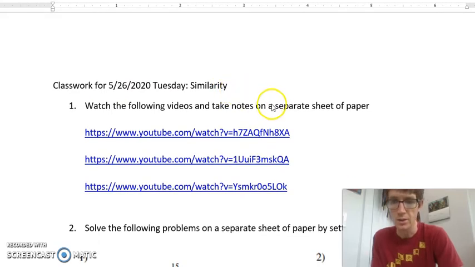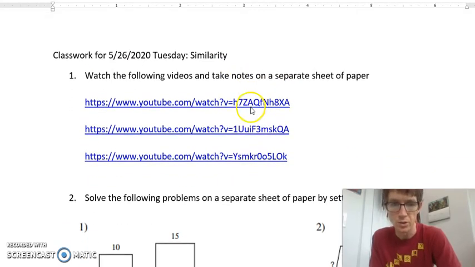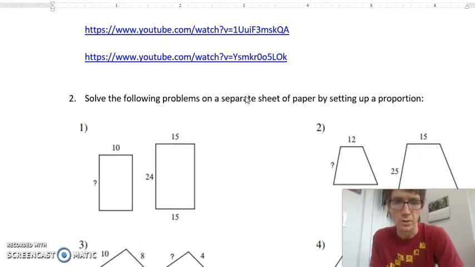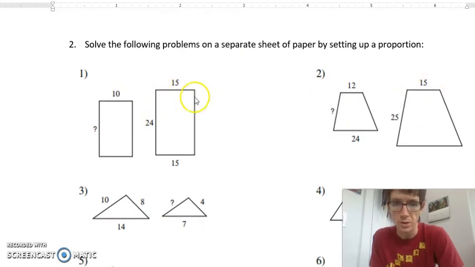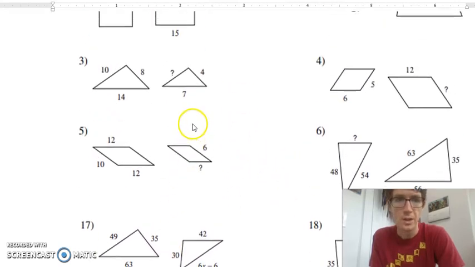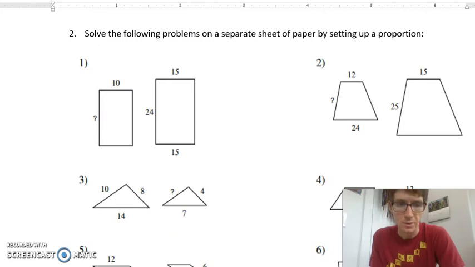It's kind of our introduction to similarity for similar shapes, similar polygons. So what I'm going to do is review maybe one or two of these, and then I'm going to do a problem that's a little bit tougher with the algebra. So let me start with just number one here.